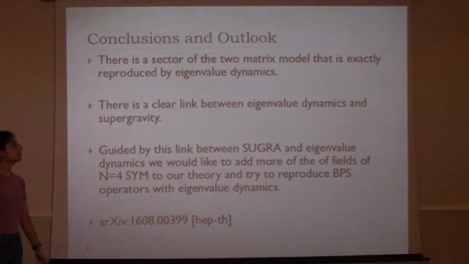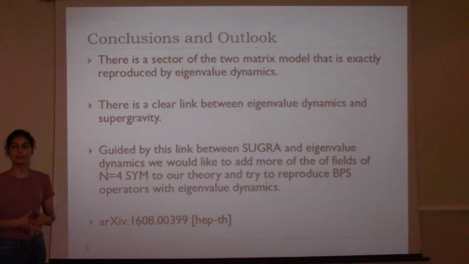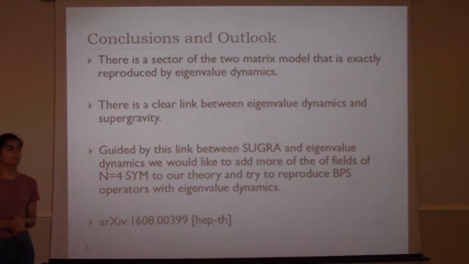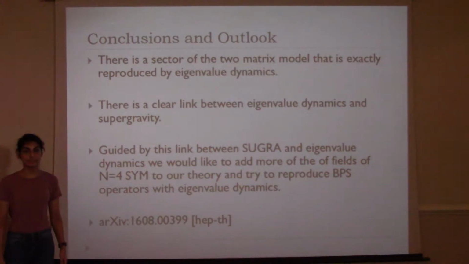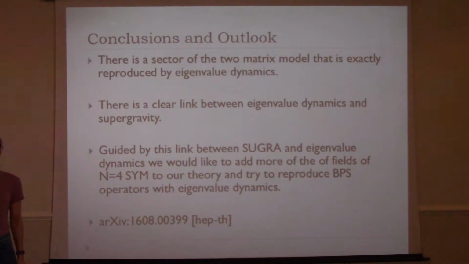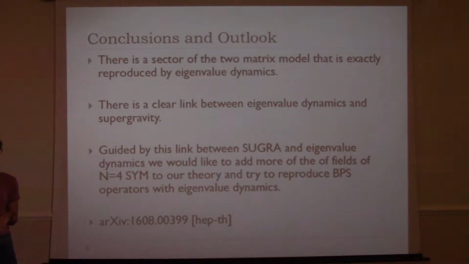So you can really see that there's a sector of this two-matrix model that is reproduced by eigenvalue dynamics. And I've touched on the link between the eigenvalue dynamics and supergravity. If you want to see that in more detail, you can take a look at our paper where we make this link more explicit. And there's some more checks in there if you want to have a look at it. And the idea going forward is that we'd like to look at more half BPS operators in the two matrix model and see if we can match them. And then eventually start to include more fields and see, is there some sector in N=4 super Yang-Mills that is due to supergravity? Yeah, that's it.